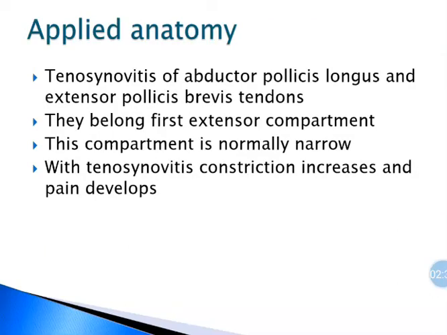Then applied anatomy. It was observed that tenosynovitis affects the first compartment, that is, which consists of abductor pollicis longus and extensor pollicis brevis. So they belong to the first compartment, and this compartment is normally very narrow, and with the condition of tenosynovitis, the constriction which is already there will increase further, resulting in pain.